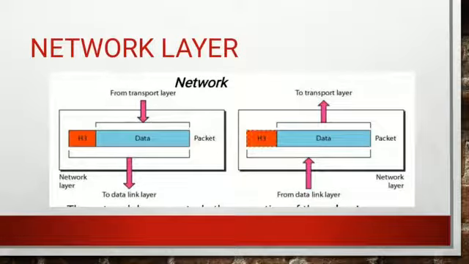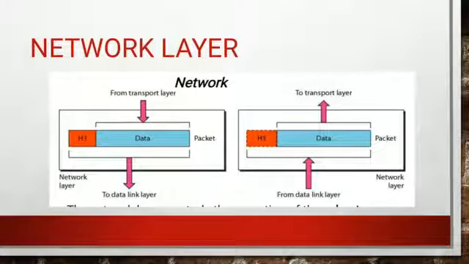So this is the architecture. The network layer takes data from the transport layer. For that data, it adds one address, and that address is called the IP address of the particular system. IP means internet protocol address, and that will be added to the data. In the network layer, the data is in the form of a packet, and the packet format is IP header and data.